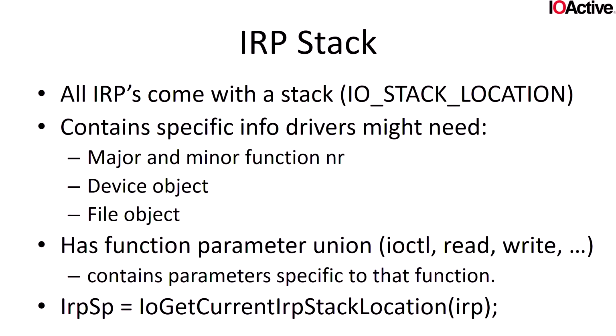For every IRP that comes in, there's a stack associated with it, which is this IRP stack. It contains very specific information that your driver needs for that particular operation. It'll say, okay, you were called with this major or minor function number, it's this device object, it's this file object. Then based upon which major or minor function number, there's a specific parameters union. It'll have different sets of elements inside the union based upon whether it's an IOCTL or read or write and so forth. But essentially, all the specific data you need, you tend to grab out of your IRP stack.